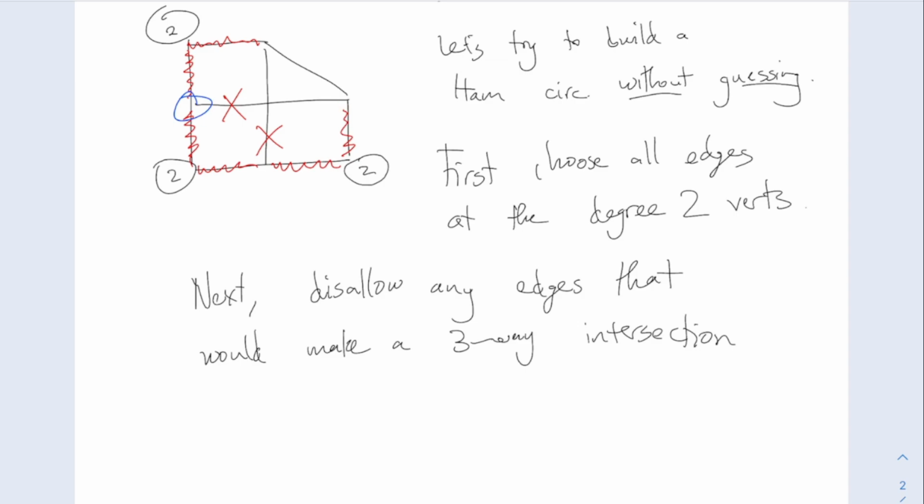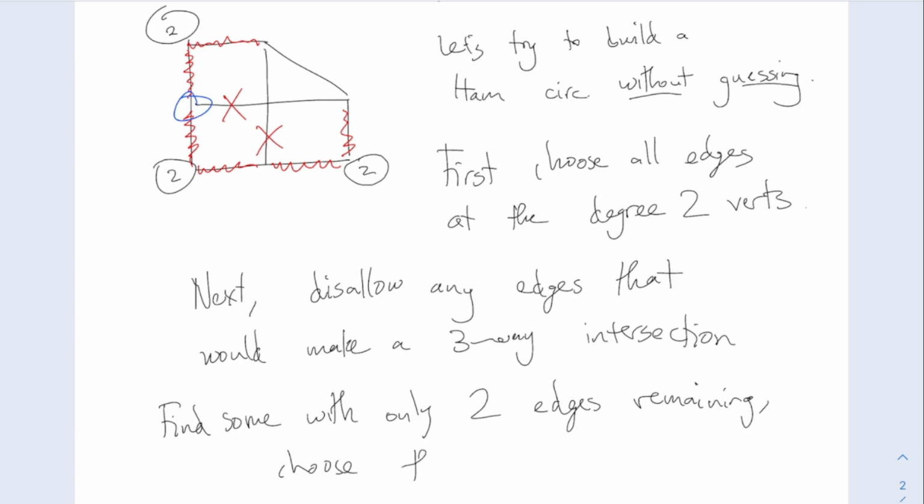So now I say, first choose all edges at the degree 2s. Next, disallow any edges that would make a 3-way intersection, and then find some vertex with only 2 edges remaining, and then choose those. And in this case, this is an easy example of what I'm doing now.